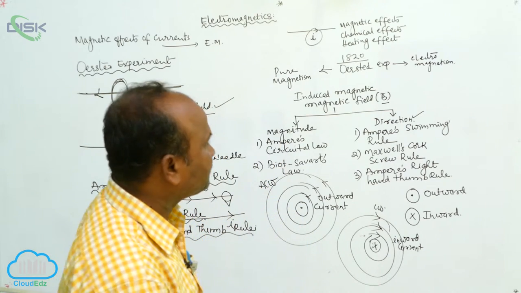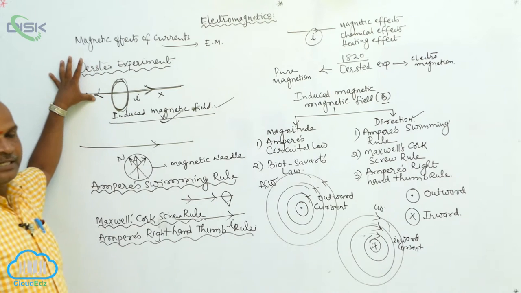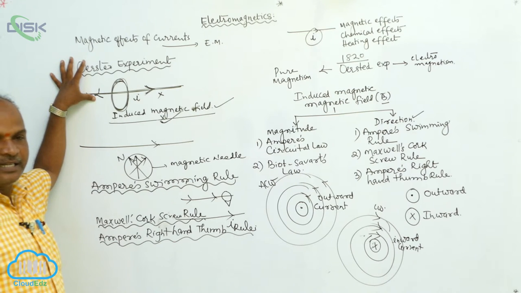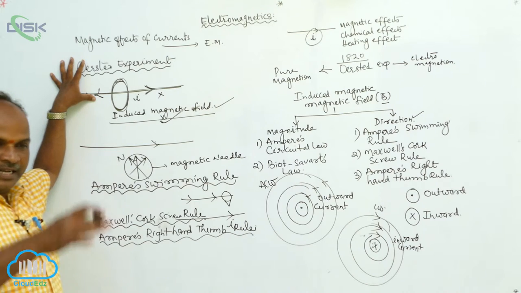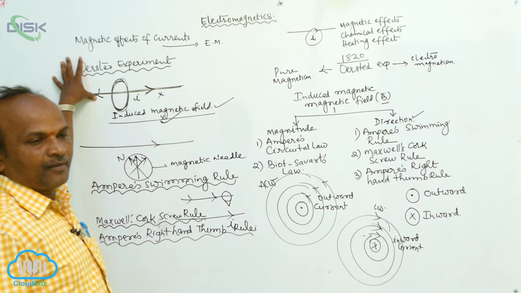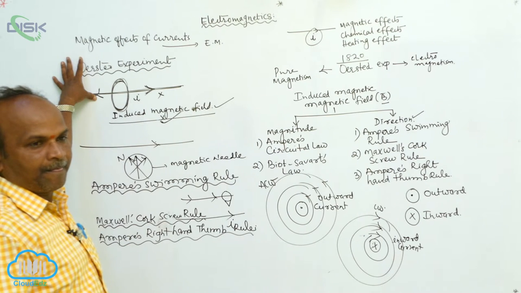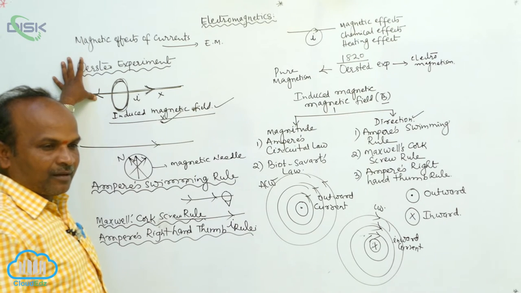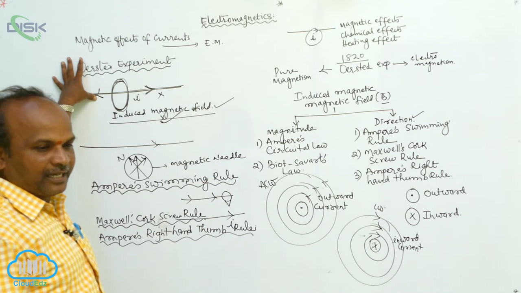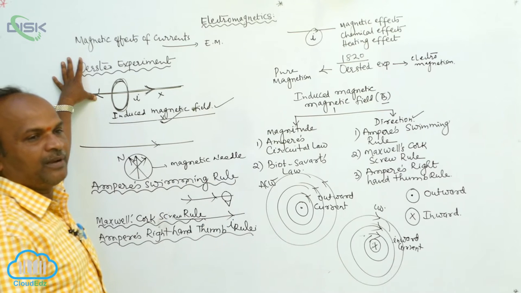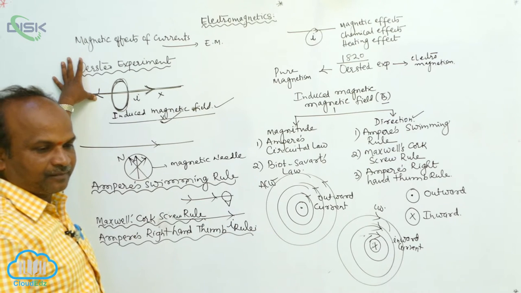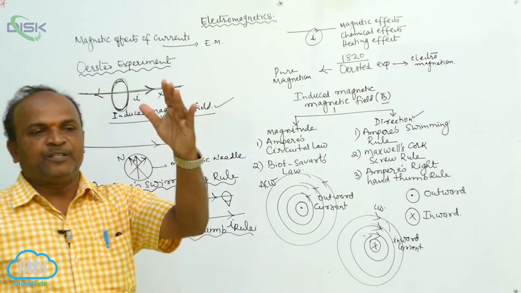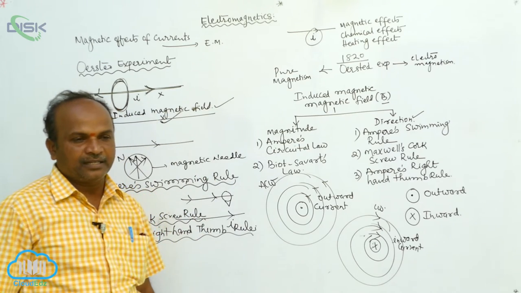Now, in this case, what is the Oersted experiment? It was conducted in 1820. It was an accidental experiment. When the current is passing through a conductor, he observed there is a deflection in the magnetic needle. What shows the deflection in the magnetic needle? As it is showing the deflection, that is the presence of an induced magnetic field around the current carrying conductor. He concluded that an induced magnetic field is produced around the current carrying conductor.